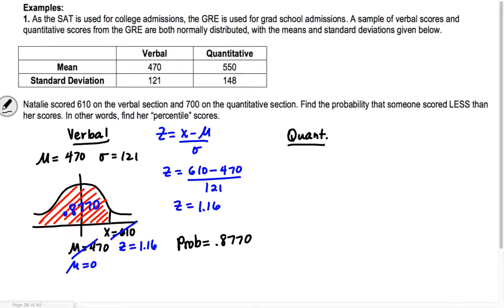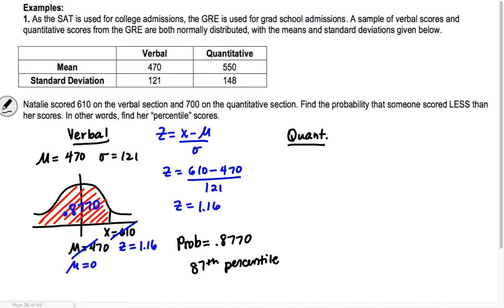So what does that mean for her percentile? She's in the 88th percentile. Actually, we say the 87th because she's still within the 87th percentile. She's between 87.0 and 87.9, so we're going to say the 87th percentile. But I would be fine if you guys rounded up to 88. Okay, does that make sense? Do you guys understand that process?